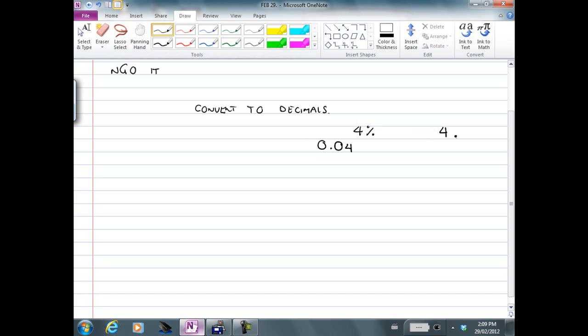Move it 2 to the left. Uno, dos. And that's all I know in Spanish. So 0.04. Now, that's easy.